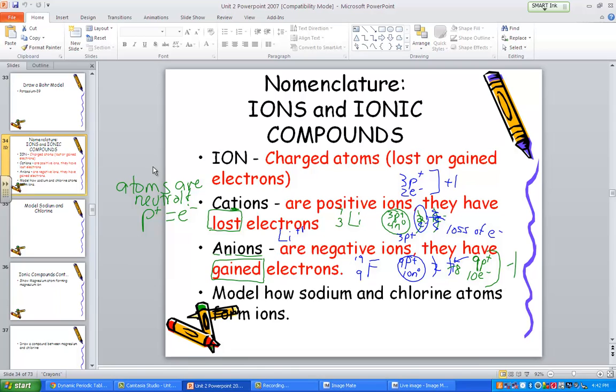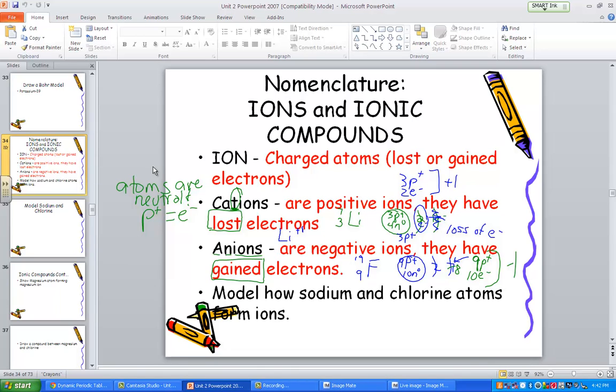When atoms gain electrons, they become more negative. Electron particles are negative. Adding in extra negative particles makes the atom become negative. Those are known as anions. Atoms that lose electrons have unbalanced protons. Loss of an electron creates a positive ion. Cation, see the T? A positive ion. An anion, a negative ion.